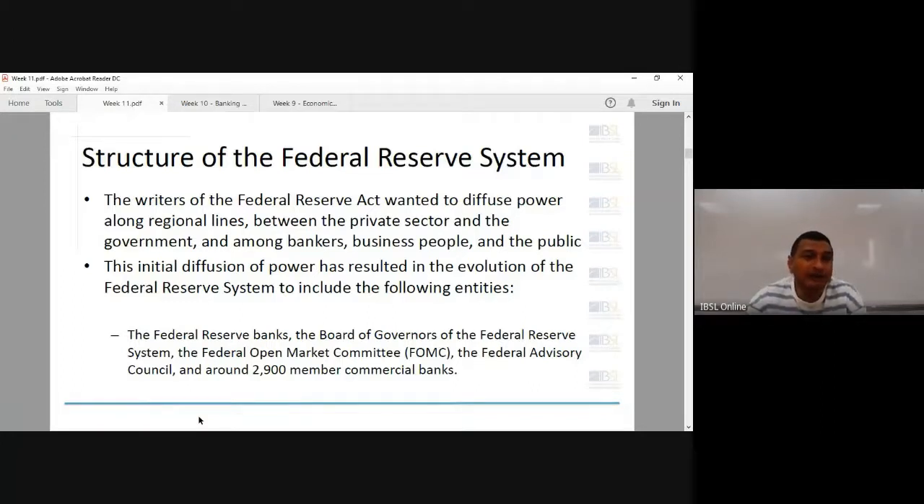And then you see a Fed Reserve Open Market Committee, FOMC. Then you see the Advisory Council, and then of course member banks, because these commercial banks are the ones who own the Fed Reserve banks in the respective regions. So you see it's a system.